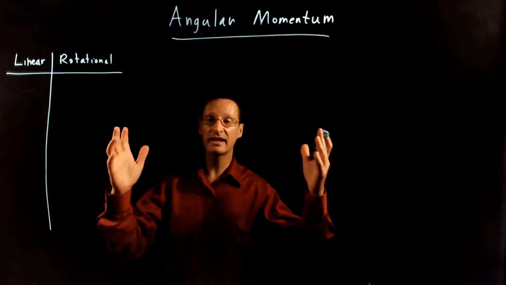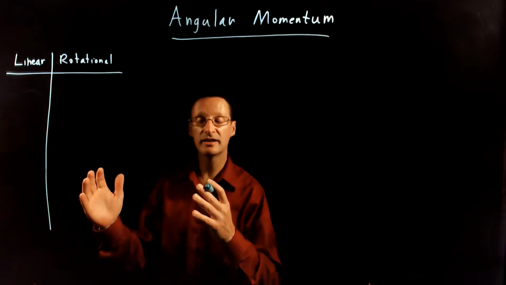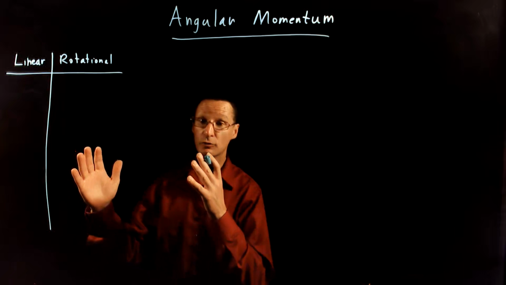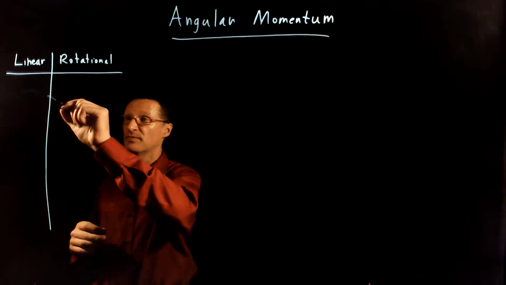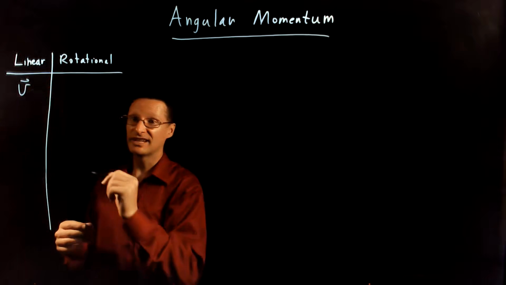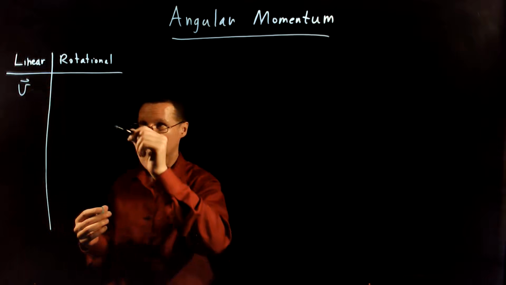Let's talk about angular momentum. We're going to build up angular momentum in direct analogy to regular linear momentum. So let's talk about the components of linear momentum. First, linear momentum has the velocity included in it, and velocity is a vector.